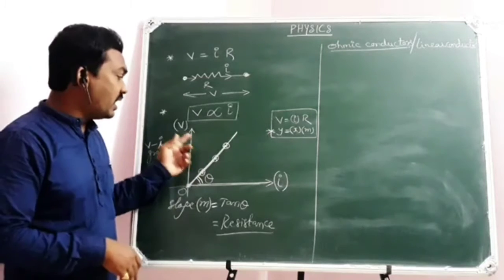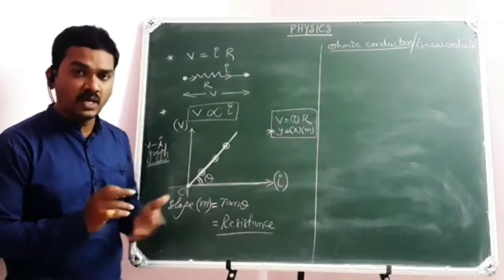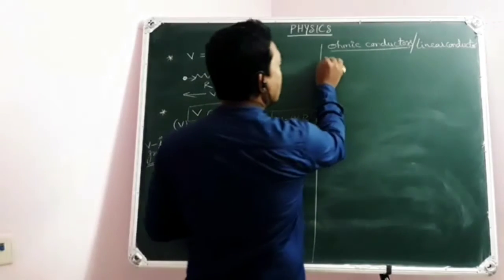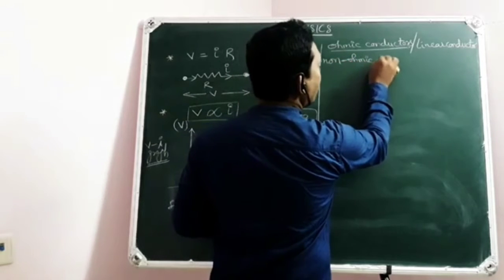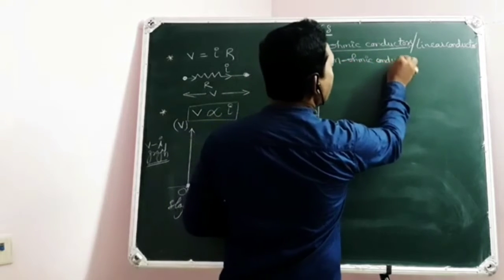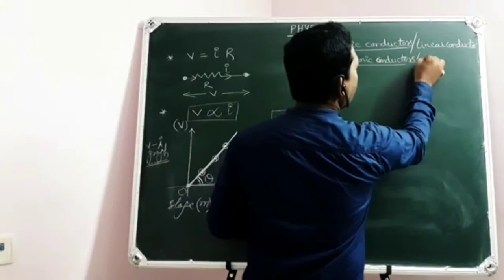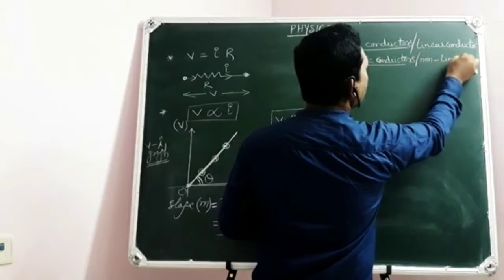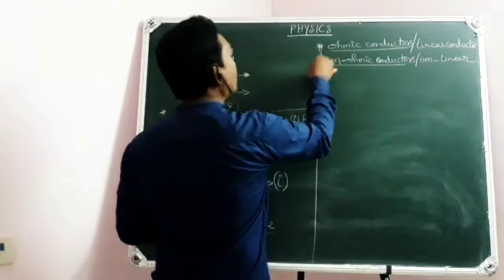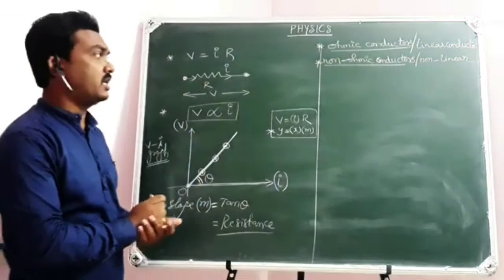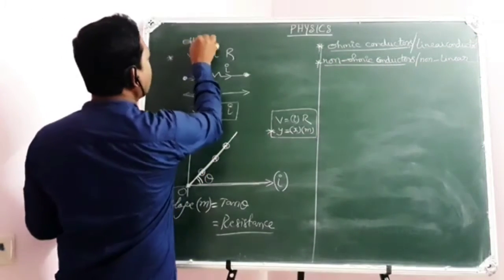In such a case, the VI graph will not be a straight line, and moreover, Ohm's law is not applicable for them. They are known as non-ohmic conductors. I repeat, non-ohmic conductors, which are semiconductors. In that case, the graph will not be a straight line, so they can be termed as non-linear conductors. So these are two more points that you can get conceptually or theoretically in the case of Ohm's law that we have discussed in the last class.